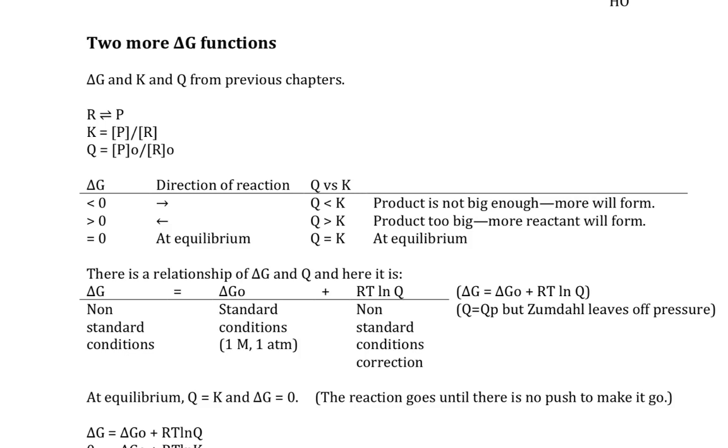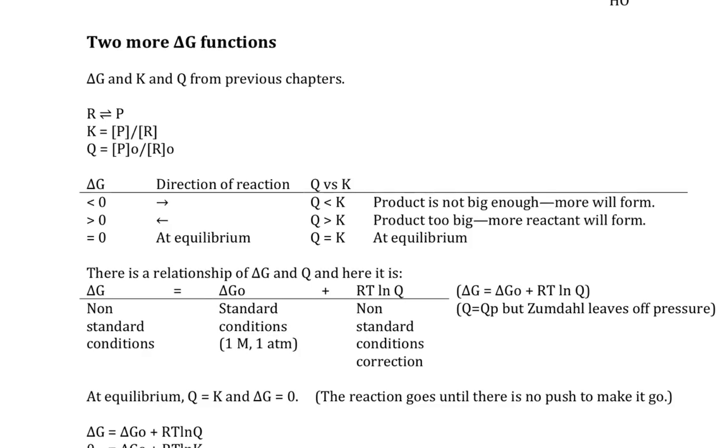What that relationship is: delta G is equal to delta G naught, and that naught does not mean initial, it means standard conditions, plus RT ln of Q. So delta G equals delta G naught plus RT ln of Q. Delta G naught is the Gibbs free energy at standard conditions. RT ln Q is the non-standard conditions correction. Alrighty, so let's see how we use that.